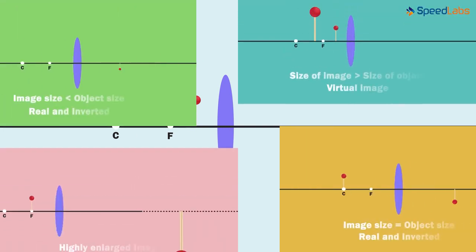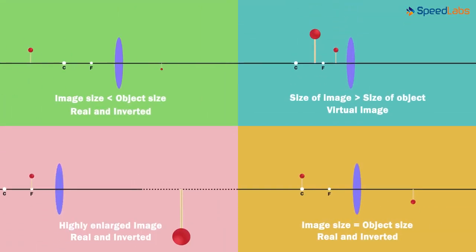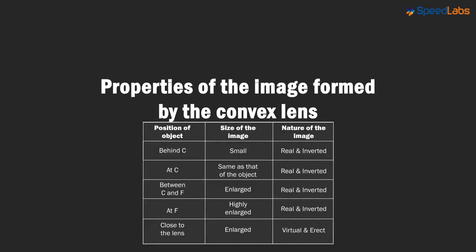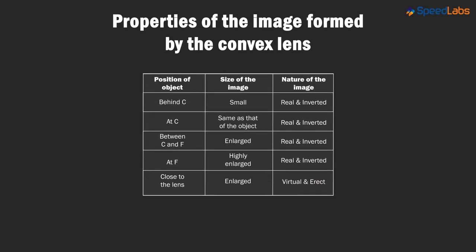Okay, so we saw these many cases for different positions of the object. Now I will bring each case individually in front of your screen. Pause the video and go through each case once again very carefully. So what can you say about the properties of the image in a convex lens? This table represents the properties of the image formed by a convex lens at different positions of an object. Okay, so this was all about a convex lens.